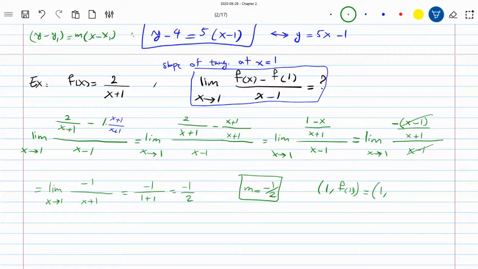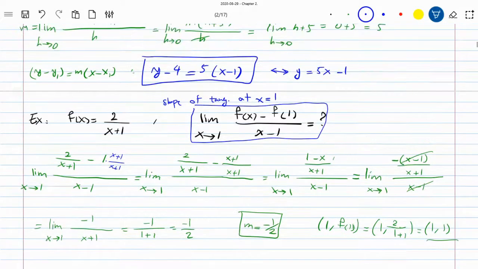So it would be at 1, and f of 1 is 2 divided by 1 plus 1. What you get is 1 and 1. So you have the slope, you have the point, you can find the equation. The equation would be simply, in this case it wasn't asked, but I want to write it so that everyone knows: y minus y1, so y minus 1 equals the slope, negative 1/2, times x minus 1. Again, you can distribute and move stuff around.